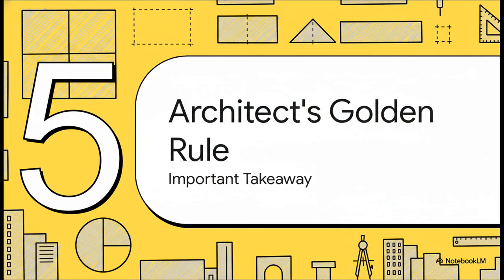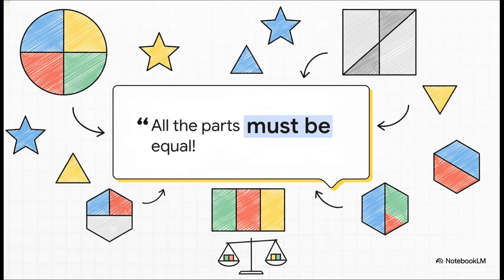Wow, we have covered a lot today. New words, new techniques, new problems. But you know what? It all comes back to one single, super important idea. So let's lock in the architect's golden rule. If there's only one thing you remember from our work today, let it be this. The most important, number one non-negotiable rule for any shape architect is that all the parts must be equal. Fairness and precision, that's the whole game.